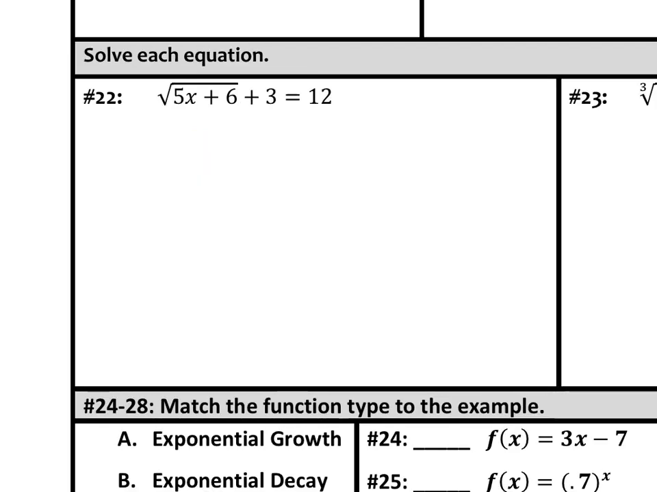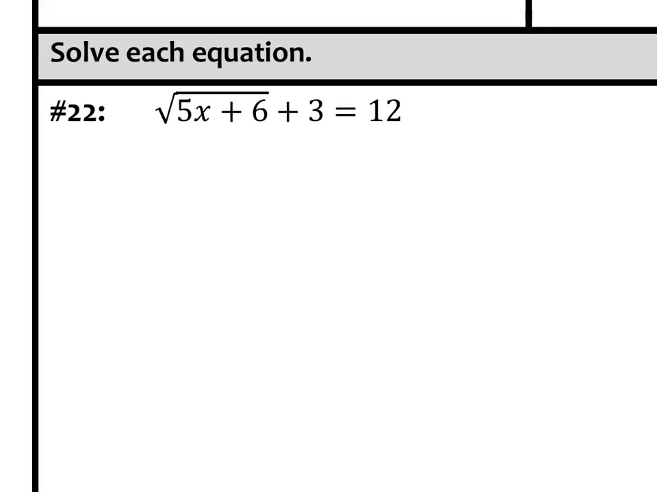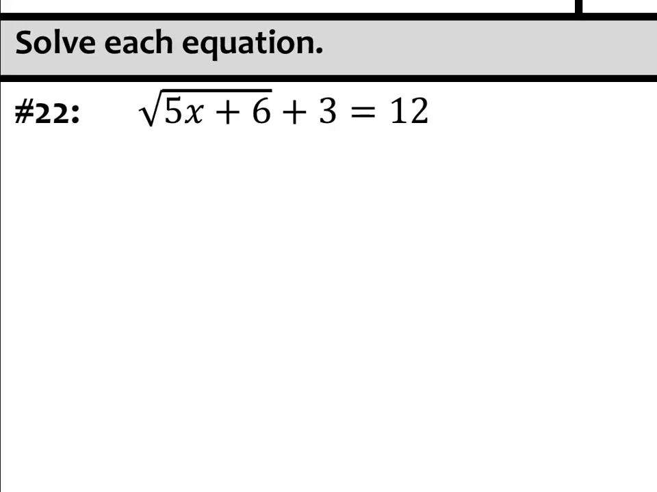Alrighty guys, 3 problems left here on the front. Number 22. Our goal is to get x by itself, and before we can actually do that, we need to make sure that the square root is by itself, so that we can actually square both sides and not make a bigger mess.